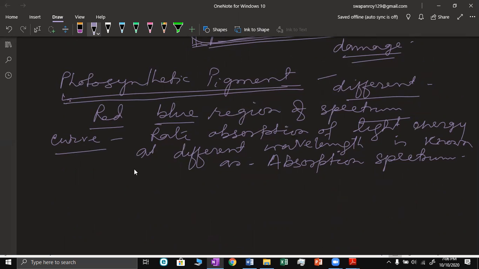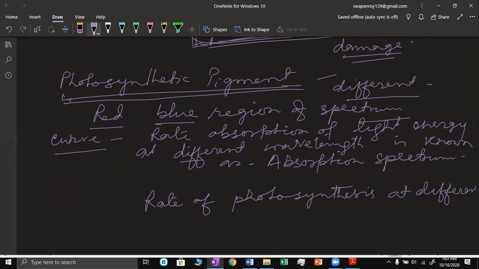Similarly, the rate of photosynthesis, meaning which light is more effective in carrying out photosynthesis, also varies at different wavelengths. Different rates of photosynthesis are there, and the rate of photosynthesis at different wavelengths is called the action spectrum.